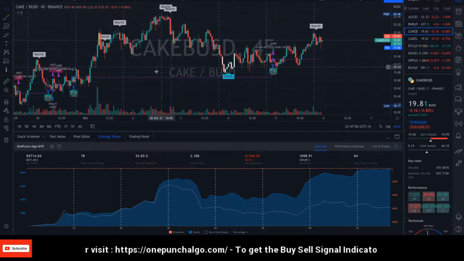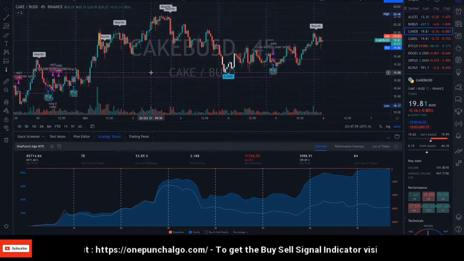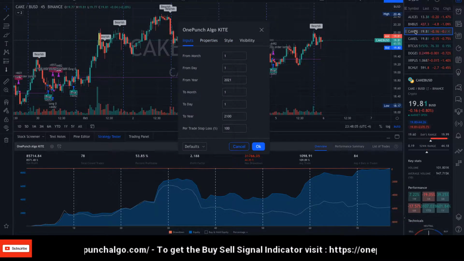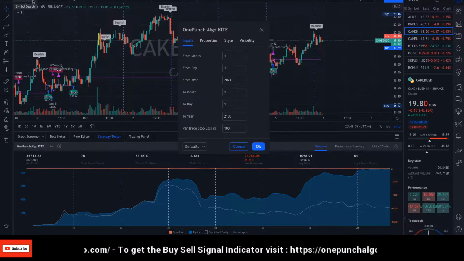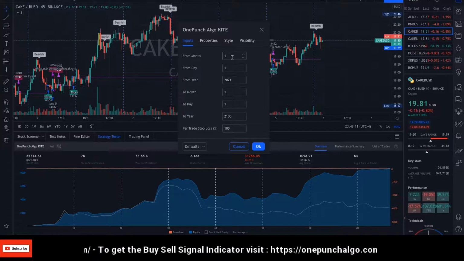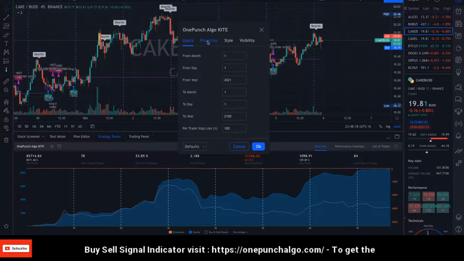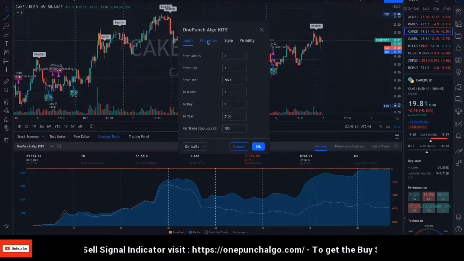Here you can see a lot of signals. Before I get into all that information, let's check the settings first. Here I am checking CAKE under BUSD, and the timeline I have picked here. You have to make sure that you check this information before checking the algorithm's performance.